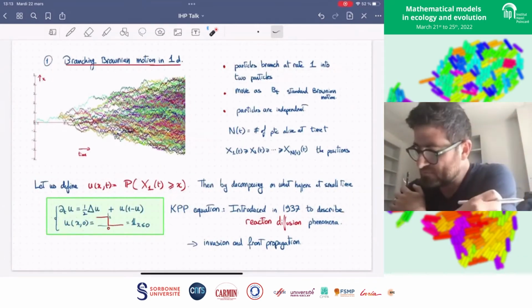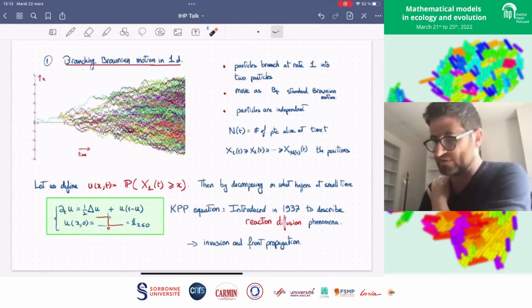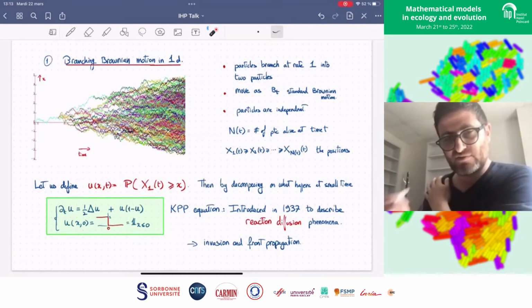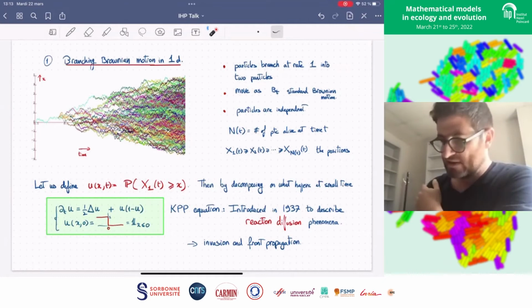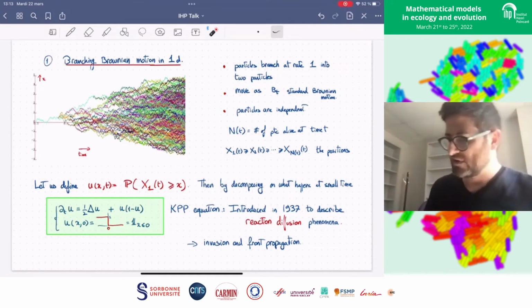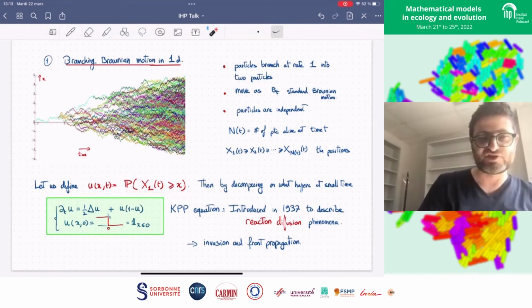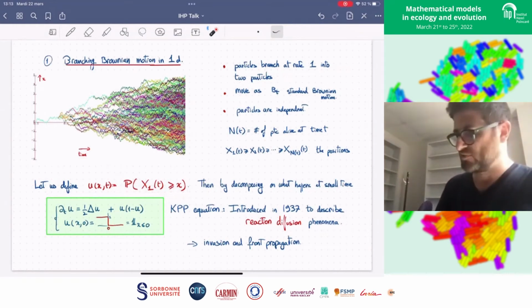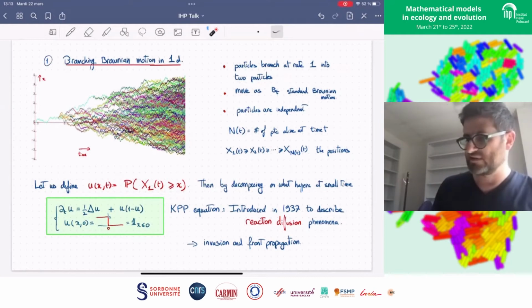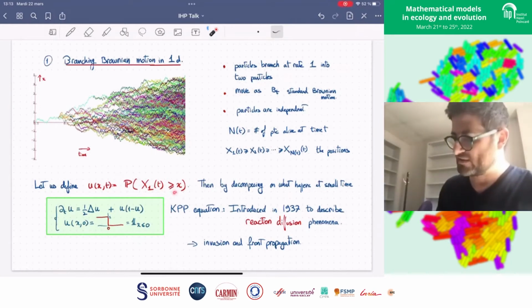Okay. So of course, there is this well-known fact that the branching Brownian motion is related to the Fisher-KPP equation that we just heard about. If you call u of x and t one minus the CDF of the position of the rightmost particle, of the maximal particle, so it's the probability that x1 of t is above position small x.